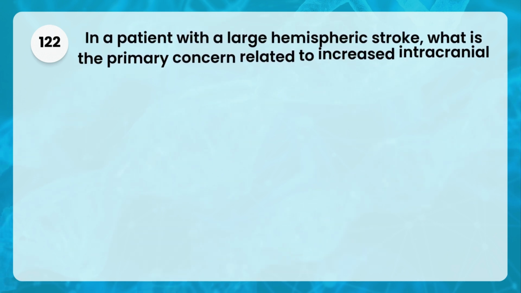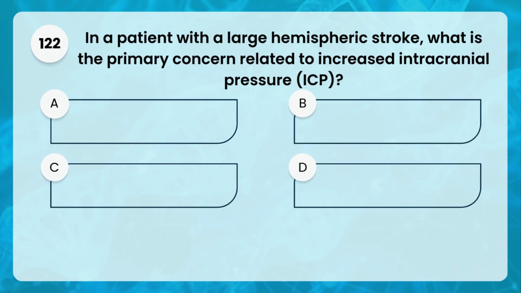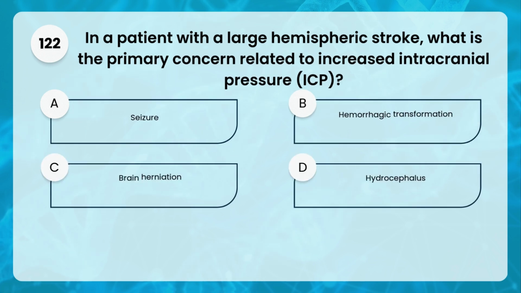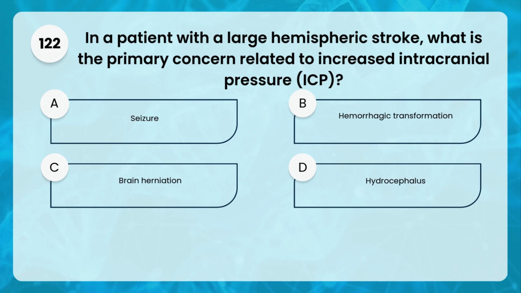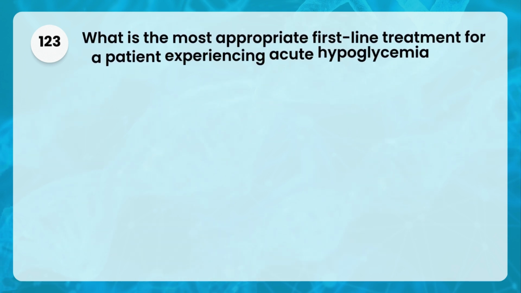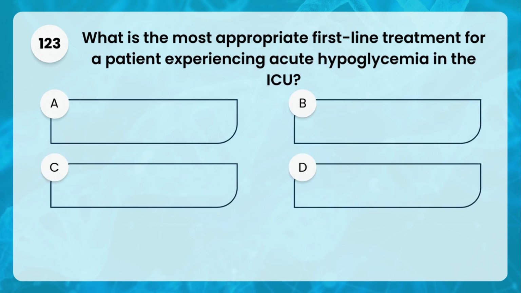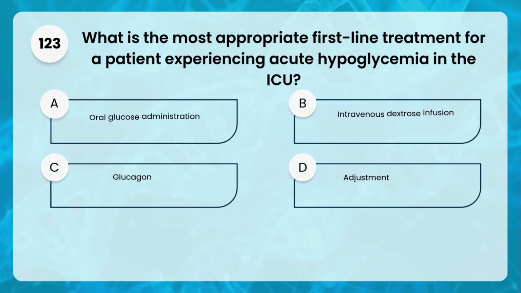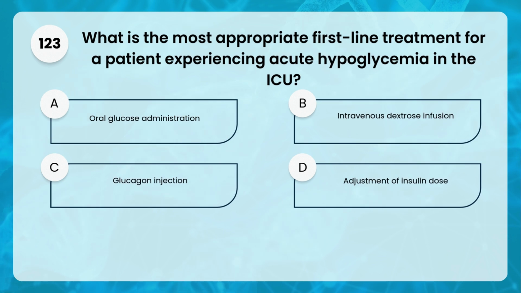122. In a patient with a large hemispheric stroke, what is the primary concern related to increased intracranial pressure, ICP? A. Seizure. B. Hemorrhagic transformation. C. Brain herniation. Or D. Hydrocephalus. The answer is C. Brain herniation.